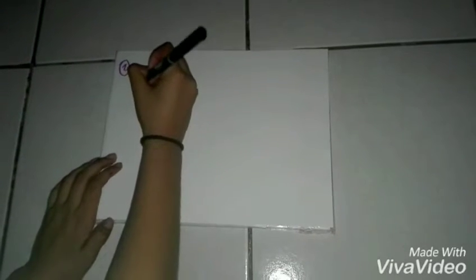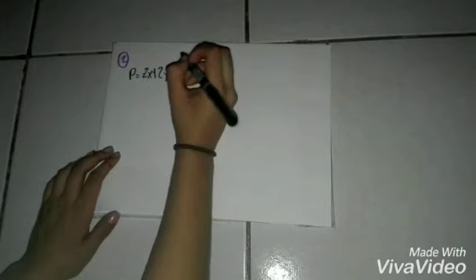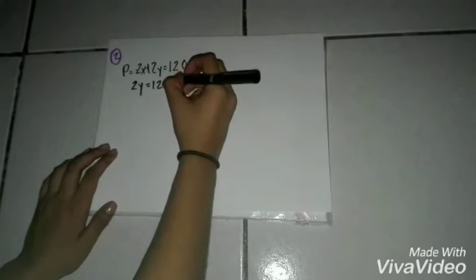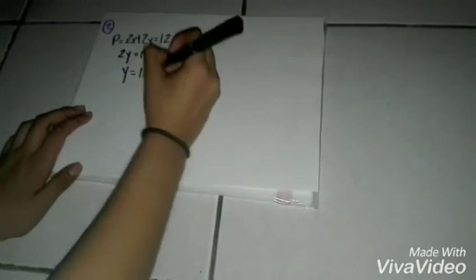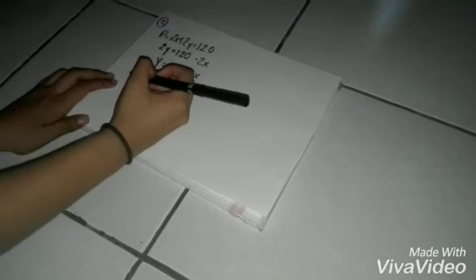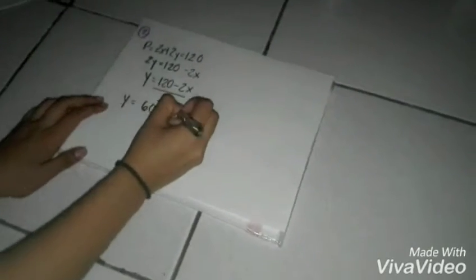So we're going to use the next equation. 2x plus 2y is equal to 120. So 2y is equal to 120 minus 2x. y is equal to 120 minus 2x over 2. And the answer is y is equal to 60 minus x.